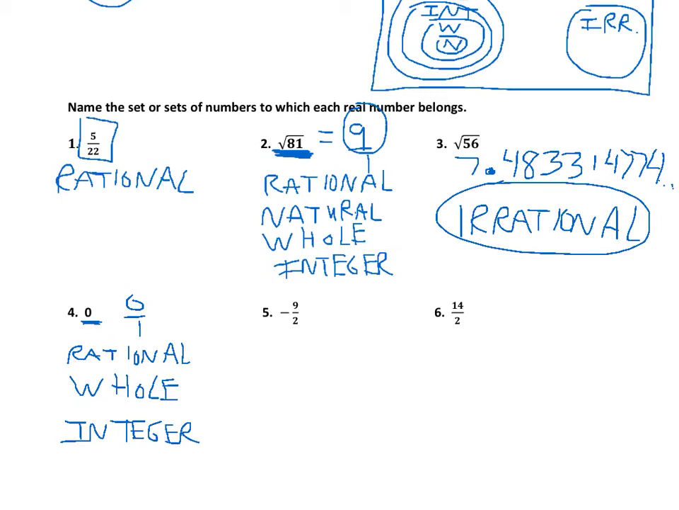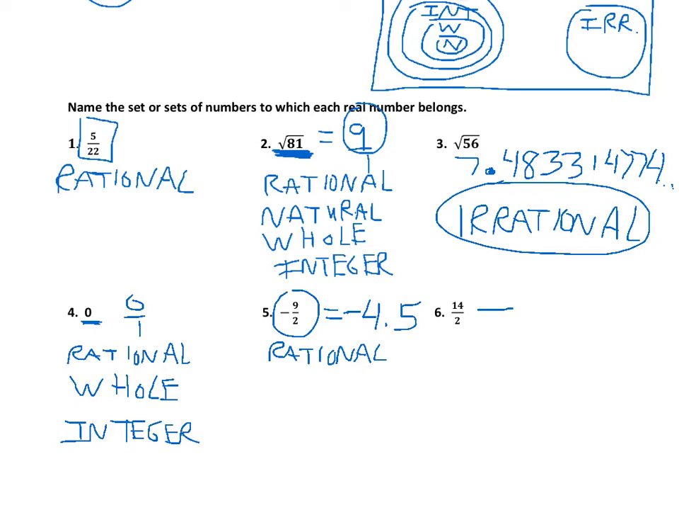Okay, negative 9 over 2. Obviously, it's written as a fraction or a ratio, so it's rational. Then if we look, let's see here. It can't be natural, a whole, or an integer because this, as a decimal, is negative 4.5, so it's not a whole number. So it's got to be at least a whole number to be a natural number, a whole number, or an integer. So that's it.